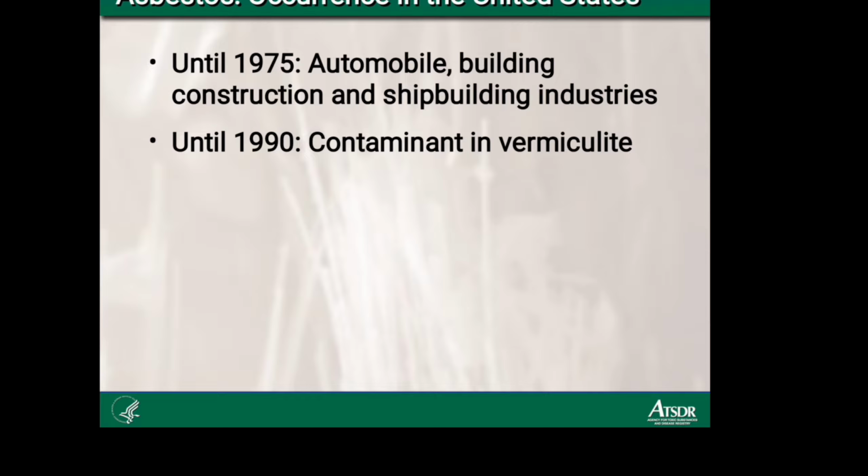Now, if we talk about the occurrence in the United States, asbestos came into being in 1975, where it was used in automobile, building, construction, and shipbuilding industries. And in the early 90s, it was used in vermiculite. Vermiculite is a mineral that expands when heated and is used in vinyl tiles, cement, and construction. So it was used as a contaminant with vermiculite.